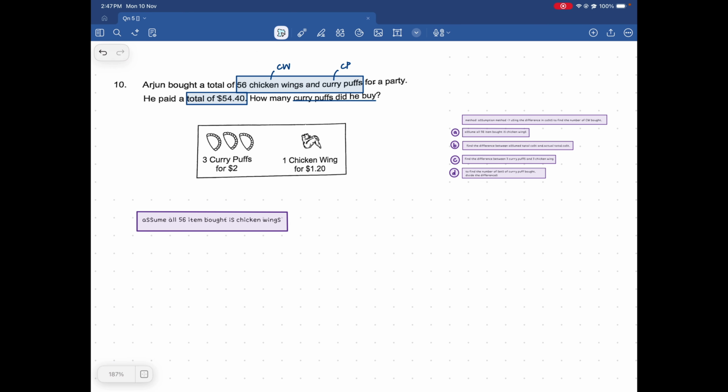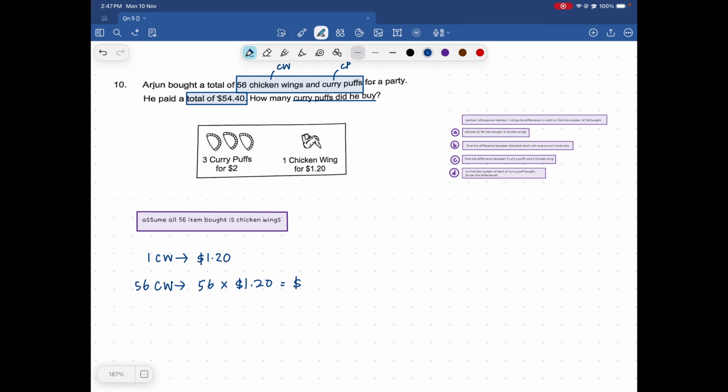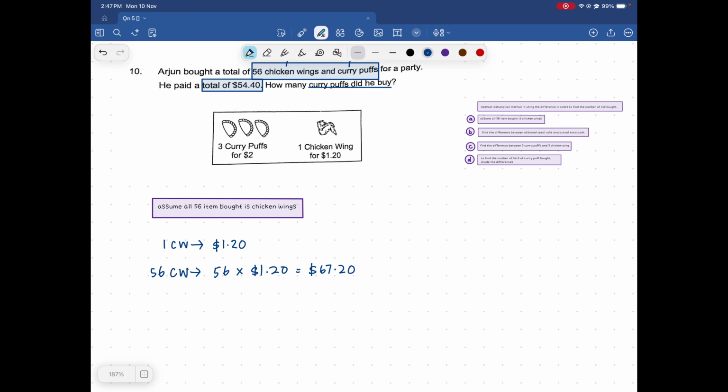Now back to our actual question. So first step, we want to assume that all the 56 items we have bought are chicken wings, and we will find the total cost of that. So 1 chicken wing is $1.20. So for 56 chicken wings, I will take 56 multiplied by $1.20. This will give me $67.20. Now I'm gonna draw a model to represent this.